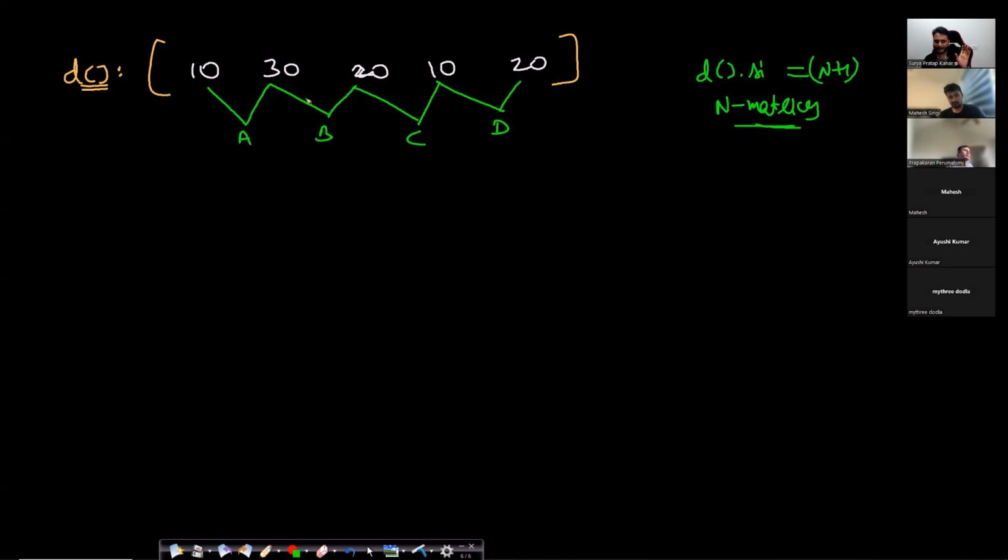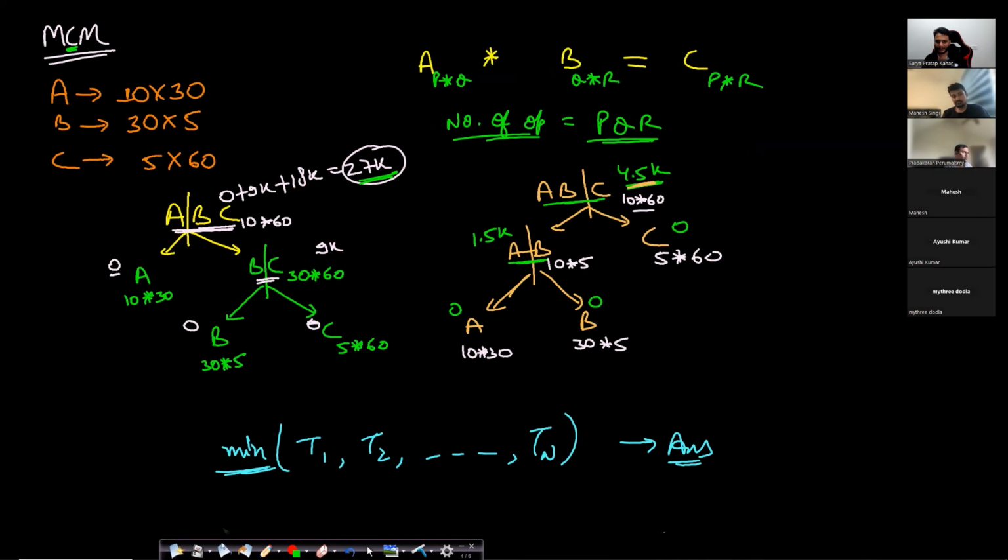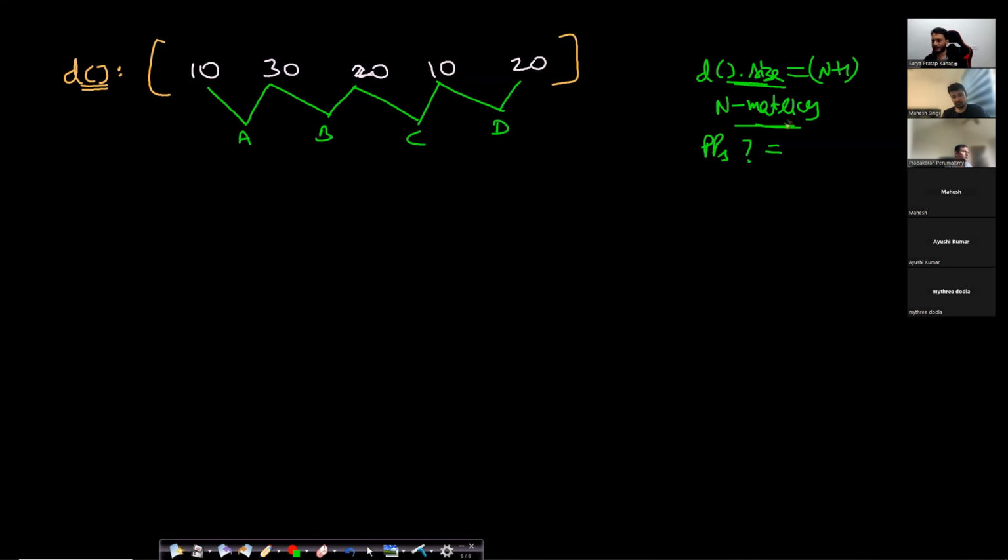So you make out that if the dimension array size is n plus 1, the number of matrices is n. Can you tell me how many partition points will be there? Partition point, I hope you understood, right? So 1, 2, 3, 4. No, I want it in terms of n. Yeah, n minus 1. By the way, in this case, it will be 3 partition points: 1, 2, 3. It will not be 4, it will be 3, right?